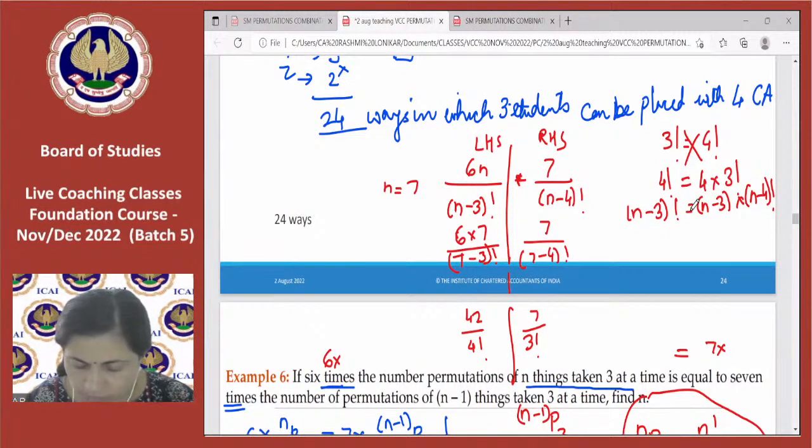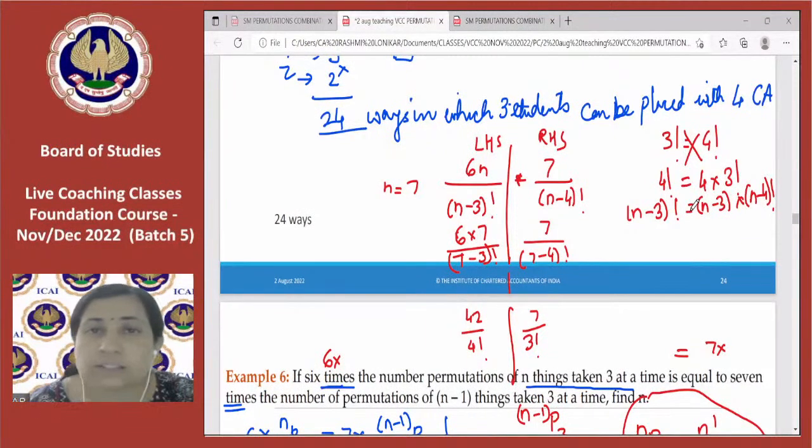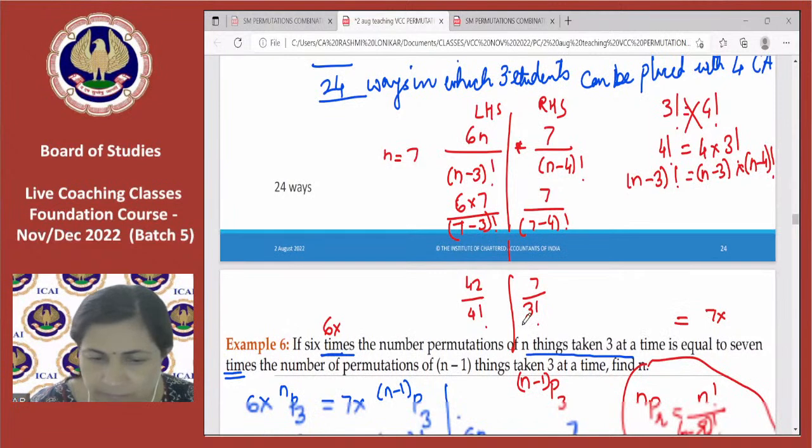Yes, Rafika, Shubham, good. Yes, thank you. Is that clear? Right?